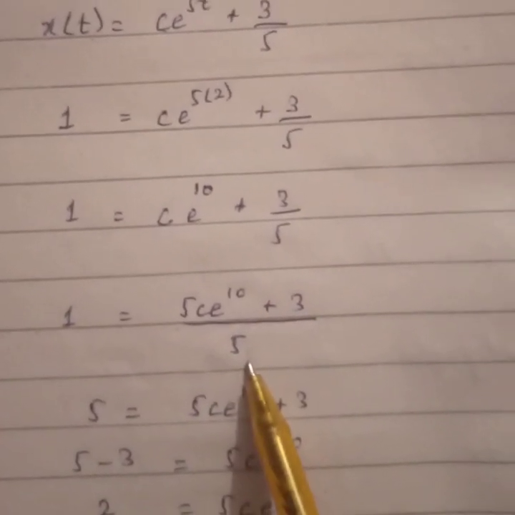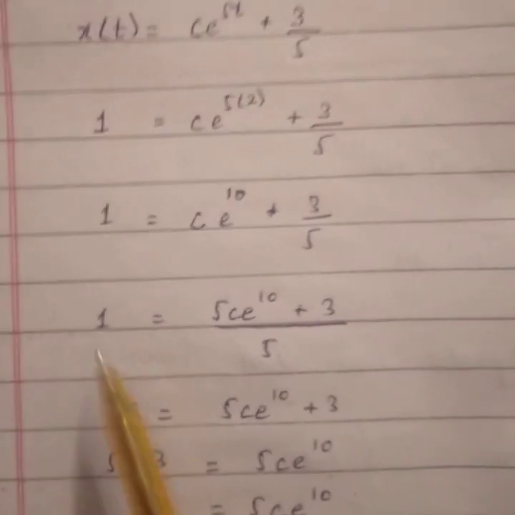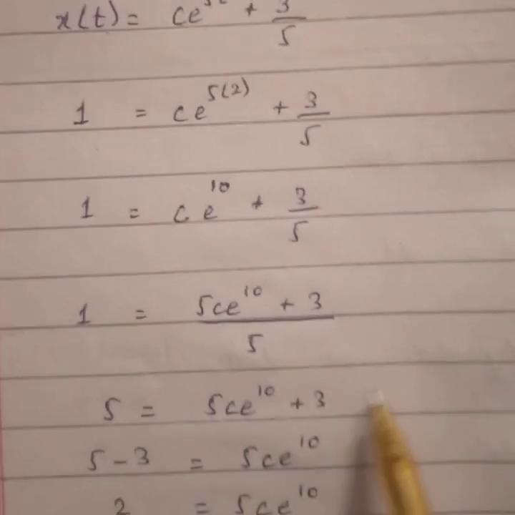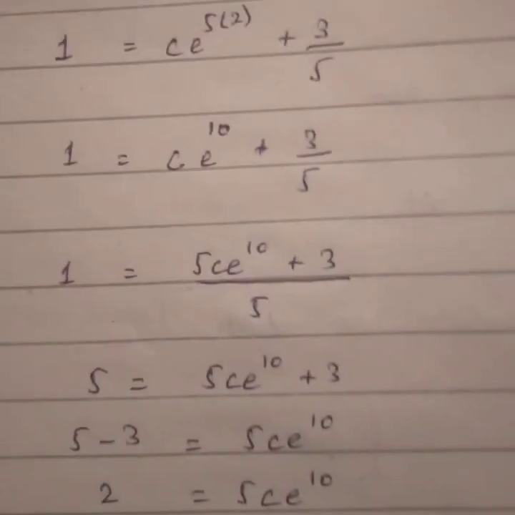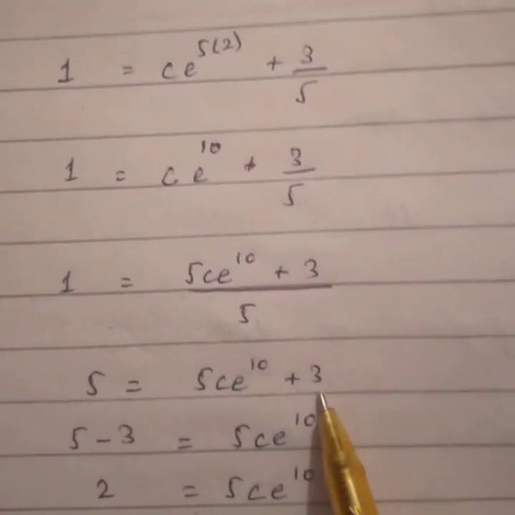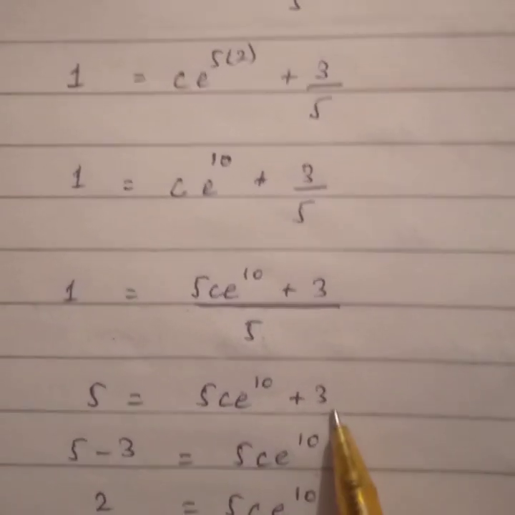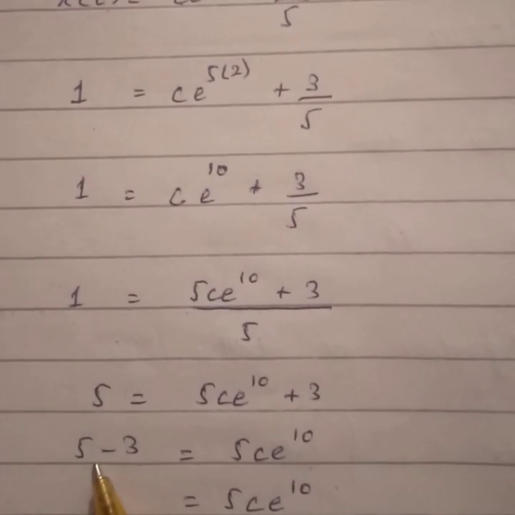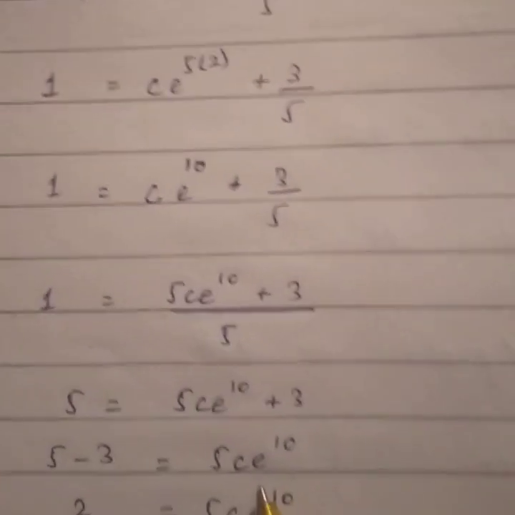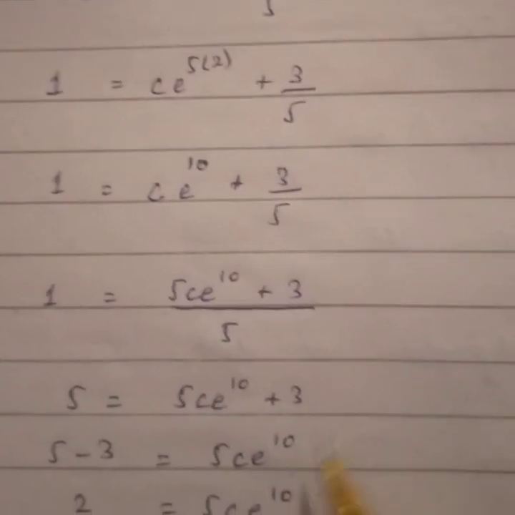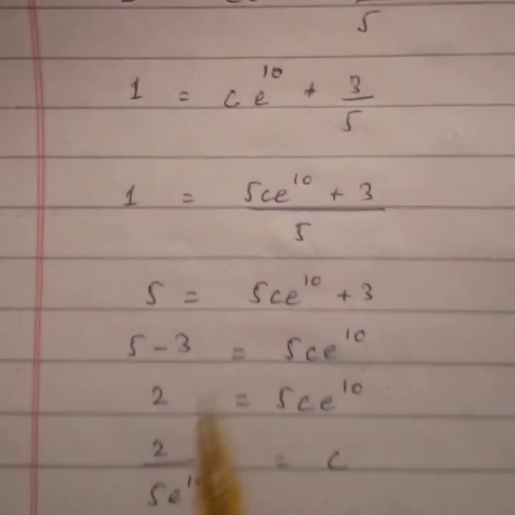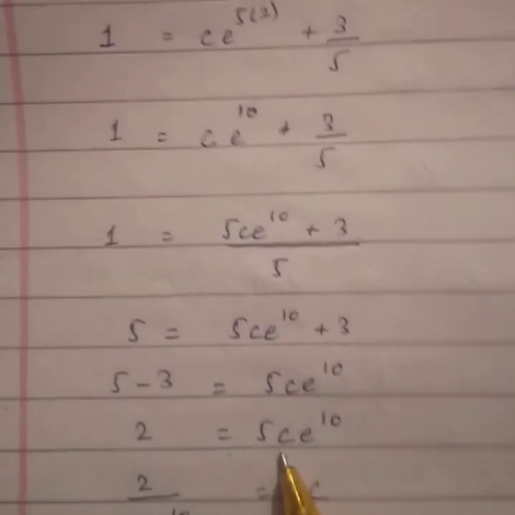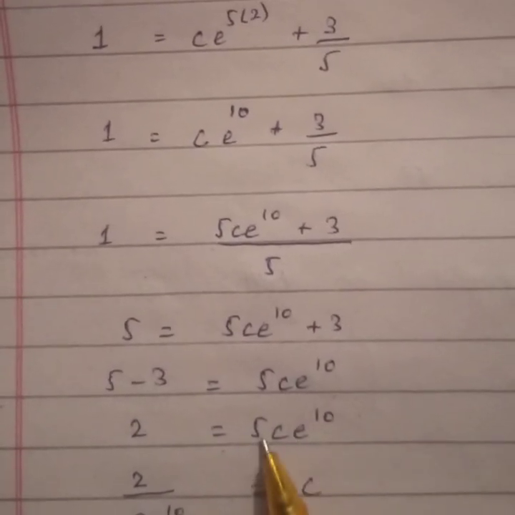5 is dividing here, so multiply by 1. So it becomes 5 is equal to 5c e power 10 plus 3. Then on the right side 3 is adding with 5c e power 10, so 3 will be moved to the left side and subtracted from 5. So 5 minus 3 is equal to 5c e power 10. We know that 5 minus 3 is 2, equal to 5c e power 10, and we want to calculate the value of c.